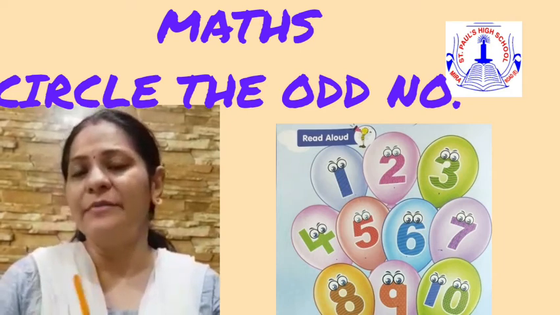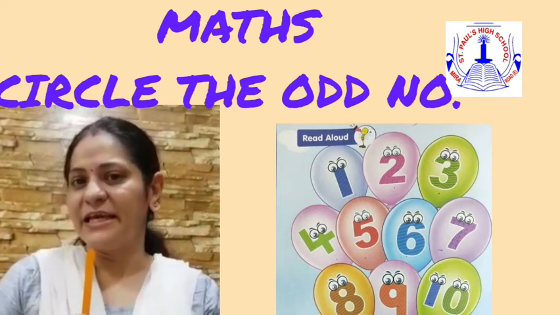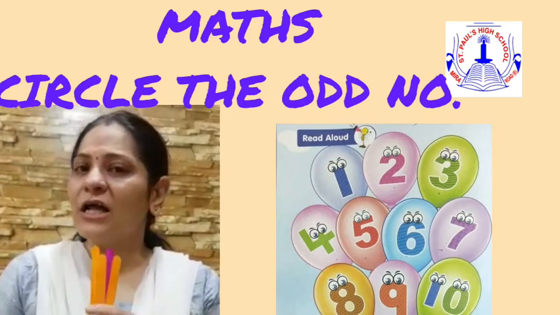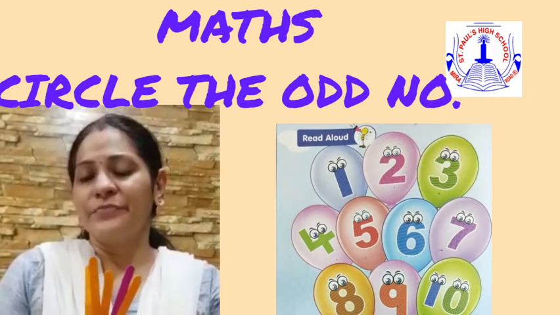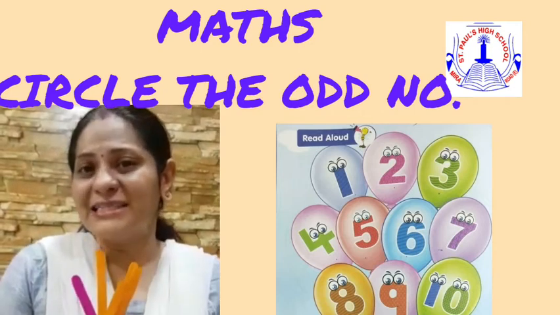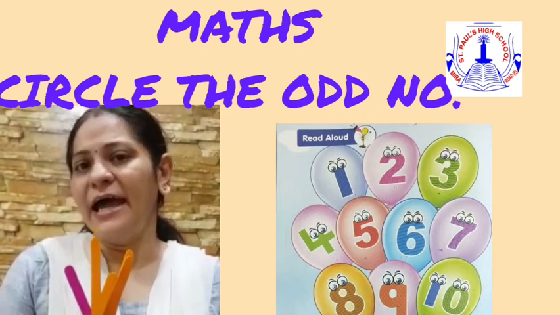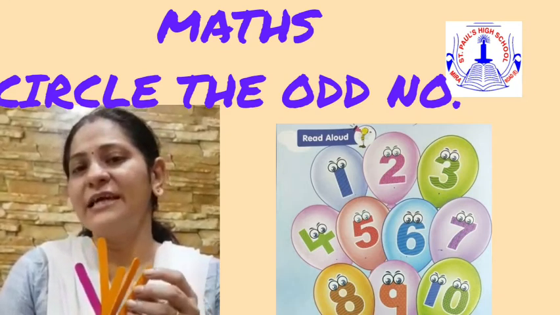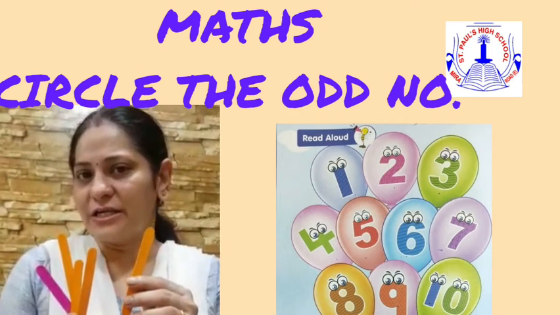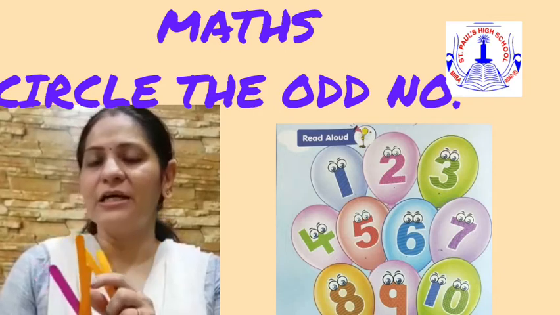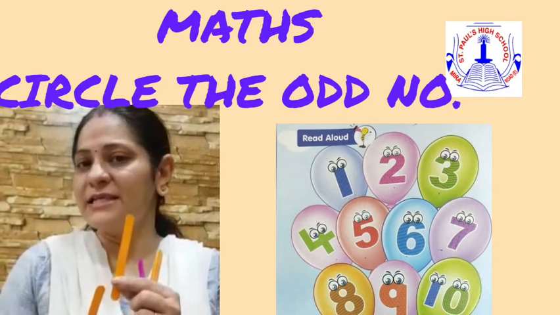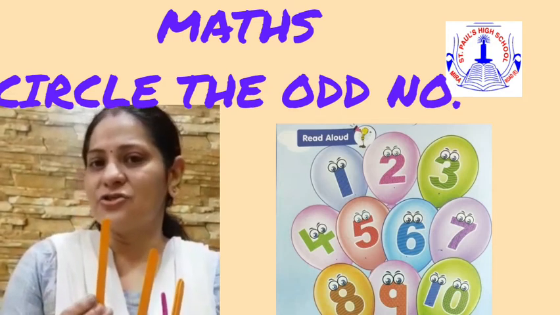Now, come on, tell me. What is this? Ice cream sticks. And which color is it? Orange color. So children, these are all ice cream sticks. And you can see there are different colors of ice cream sticks. Maximum are orange color, and only one you will see, one ice cream stick is different. Like this is orange color, correct? Even this is orange color, but this is pink color. This is orange color, and this is also orange color.